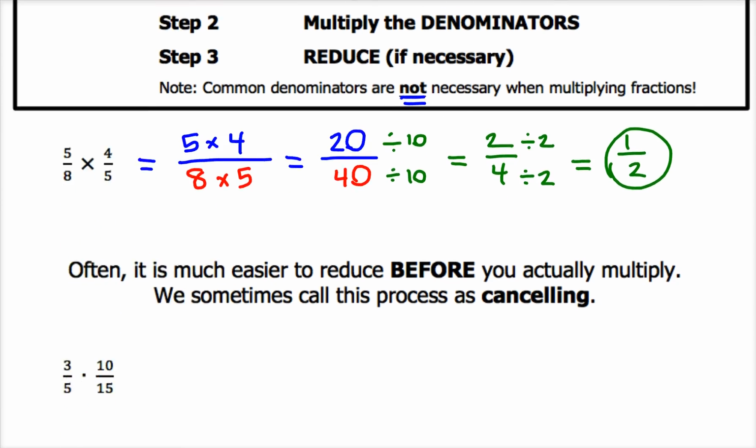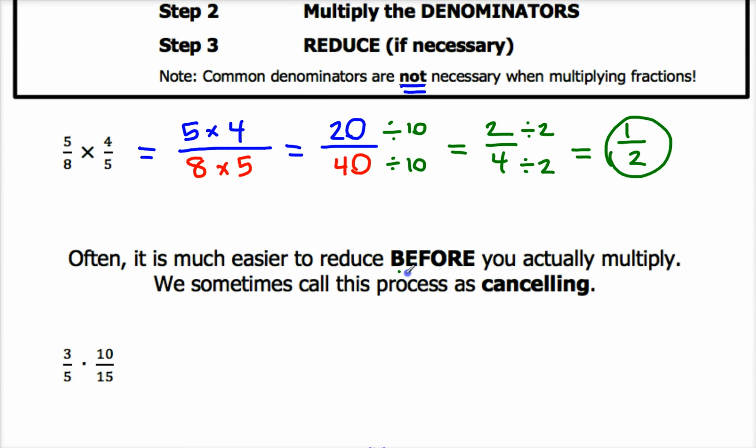Oftentimes you will find it is a lot easier to reduce before you actually multiply. And if you do this process, which I'm going to show you in this next example, we often refer to it as canceling. So if I had the two fractions 3/5 times 10/15, again, to multiply these two fractions together, I would multiply my numerators, 3 times 10, and then I would multiply my denominators, 5 times 15.